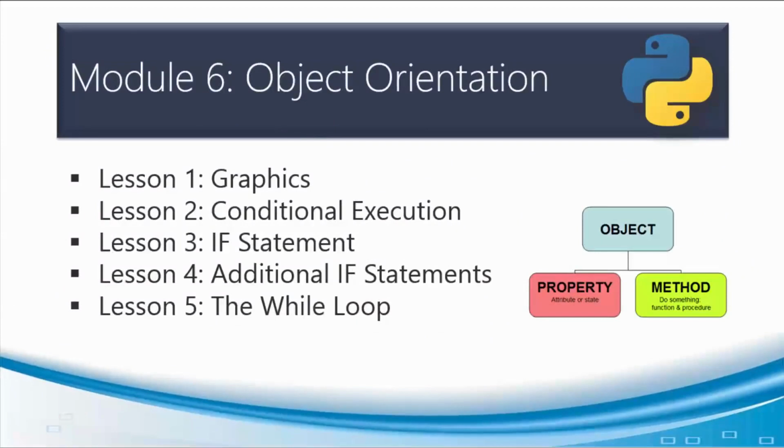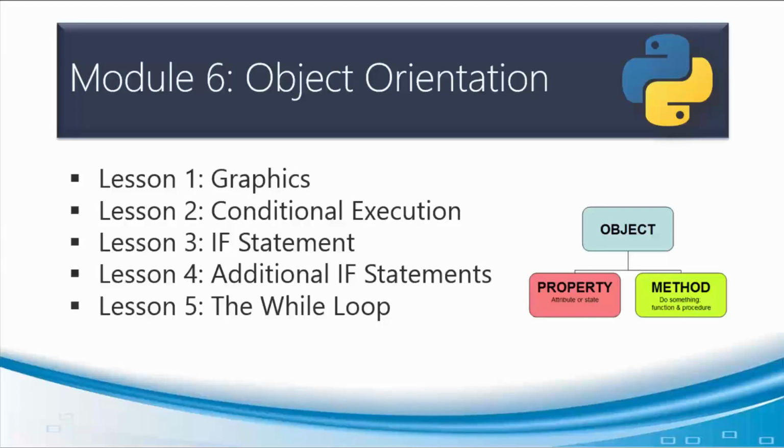Module 6 is object orientation. We'll get into more in lesson 1 about graphics. Lesson 2 is conditional execution. Lesson 3 is if statements. And again, these are more conditional logic. So for instance, if it was going to rain, I need to take an umbrella, right? So that's just a simple English statement that if something happens, then I will do something else, right?